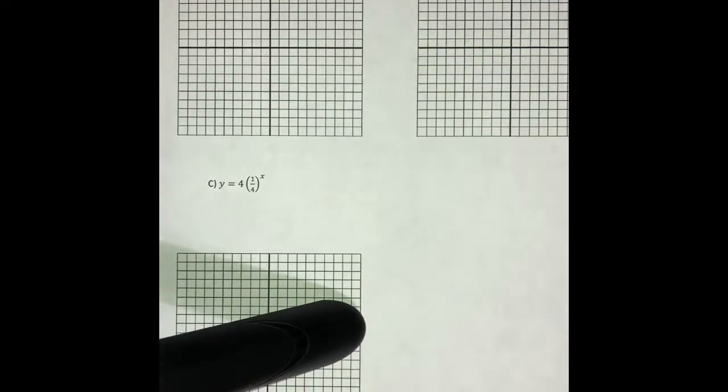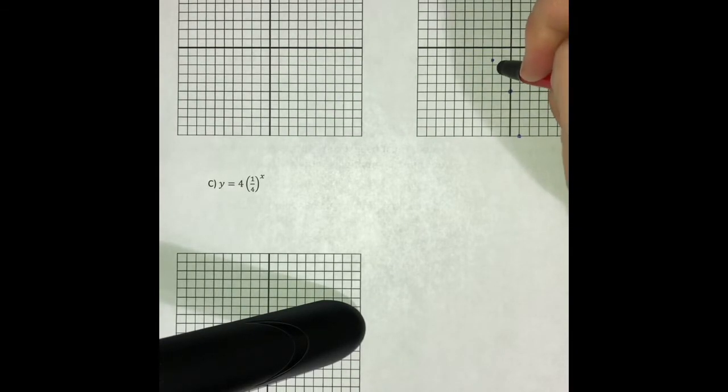Okay, next I'm just going to graph each point. So negative 2, negative 1.25, which is just below negative 1. Negative 1, negative 2.5, 0, negative 5. And then 1, negative 10.